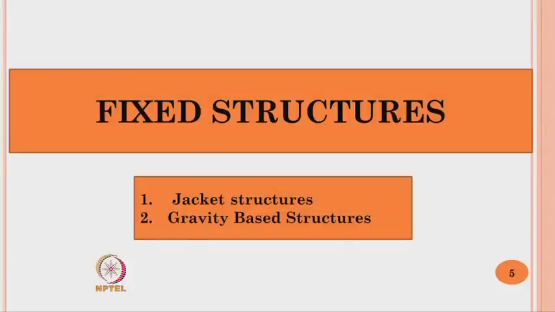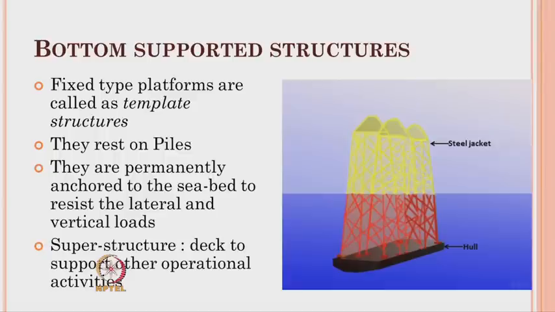Let us talk about the fixed structures. We know there are two types of platforms under these, what we call jacket structures and gravity based structures. Gravity based structures or jacket platforms in general come under the single category called bottom supported structures. As the term clearly specifies, these structural systems have a very strong bottom foundation which is extended to the seabed, can be through the piles.